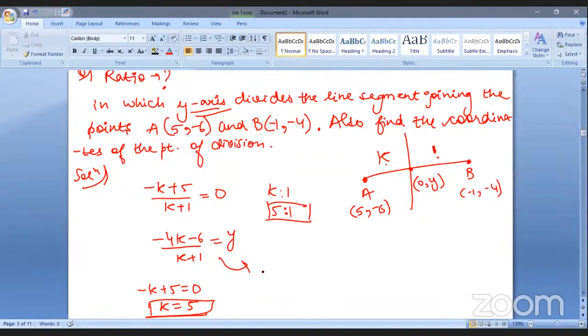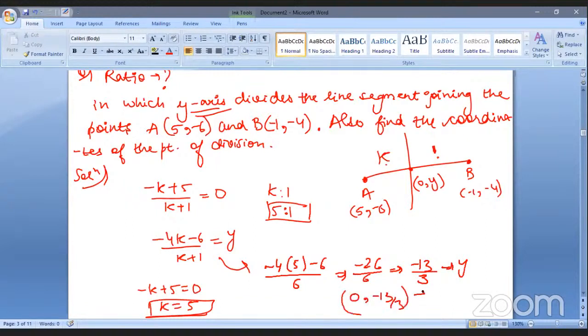And if we just put this value of k here, 5 plus 1 will be 6. So -20 - 6 is -26 by 6, which is -13 by 3. So this will be the y coordinate. We know the x coordinate to be 0 and the y coordinate to be this. So here we also got the coordinates of this point. These are the coordinates and this is the ratio. So is this question clear to everybody? Yes, ma'am. Very good.